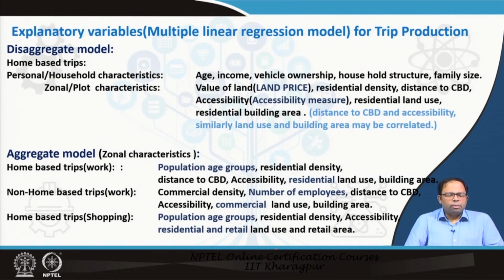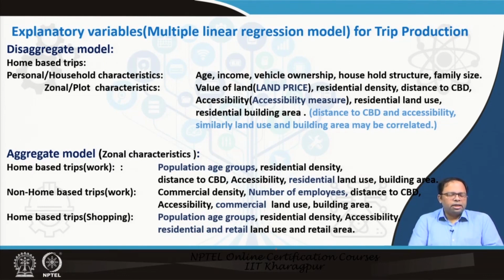So, when we are talking about a multiple linear regression model for trip production, we could do it both for a disaggregate model and also for an aggregate model. Now, an aggregate model basically means a model which predicts the total number of trips produced from a particular zone. So, in that case, the zonal characteristics will play a role in determining the total number of trips produced from a zone. Zonal characteristics means the independent or the explanatory variables.